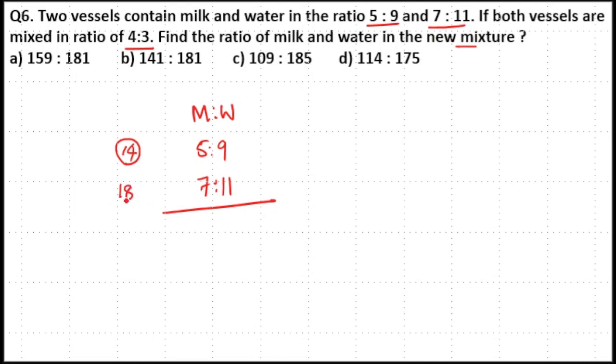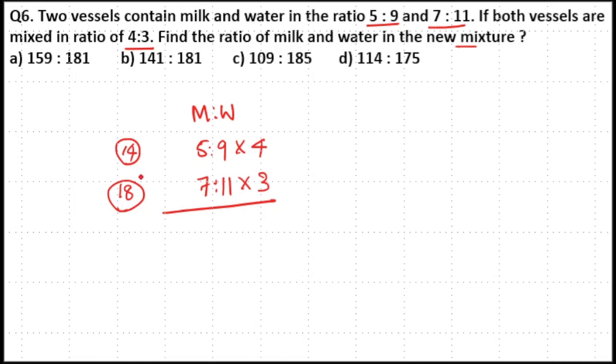Next is question number 6. 2 vessels contain milk and water in the ratio 5:9 and 7:11. If both vessels are mixed in a ratio 4:3, find the ratio of milk and water in new mixture. So we have milk and water in the ratio in first vessel 5:9, in the second vessel 7:11. Here 5 plus 9 is equal to 14 parts. 11 plus 7 is equal to 18 parts. And both the vessels are mixed in a ratio 4:3. So multiply first ratio with 4, second ratio with 3.